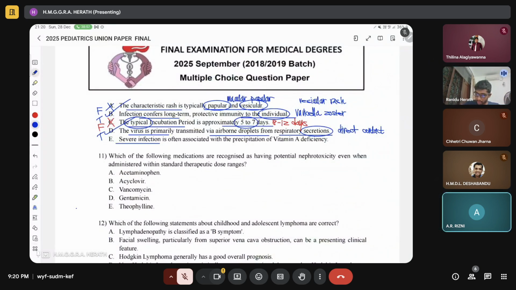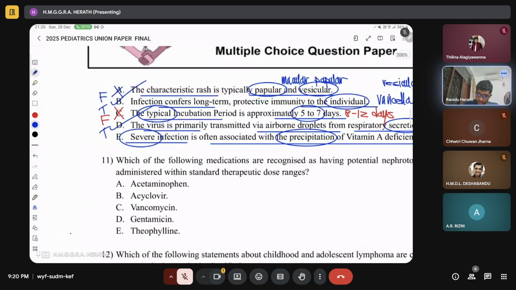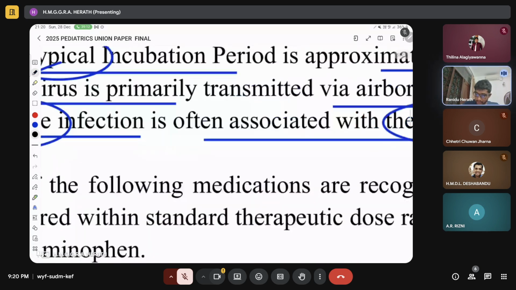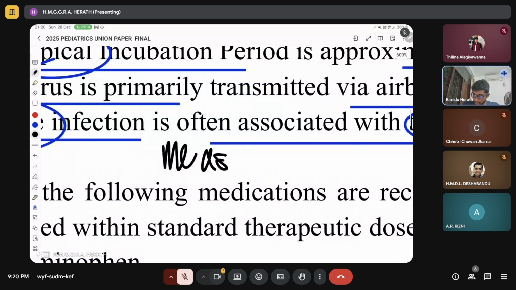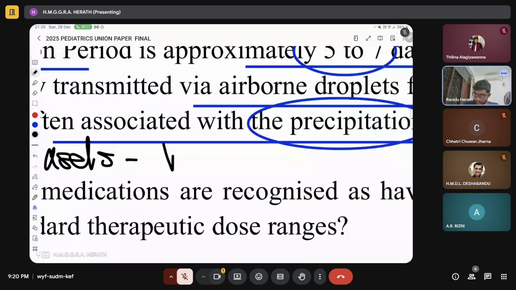Right. So shall we go into the next one then? Severe infection is often associated with precipitation of vitamin A deficiency. True or false? This is true. Usually after measles, you need to give the children vitamin A supplementation, right?